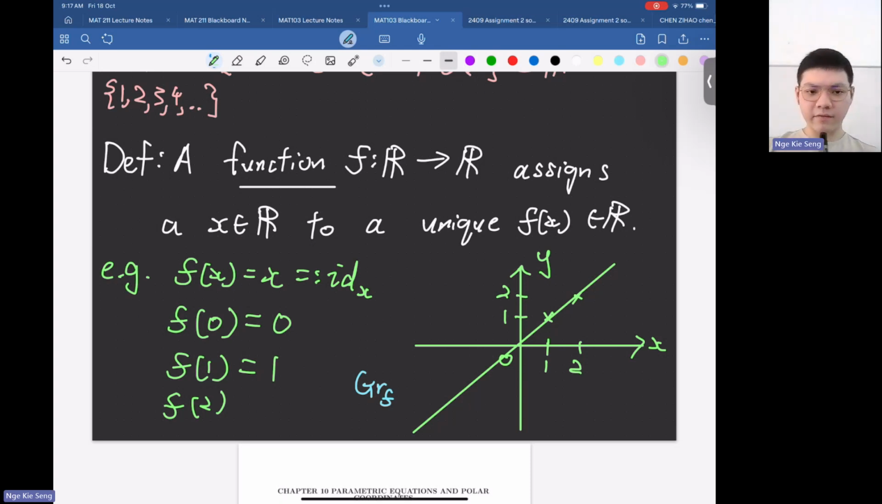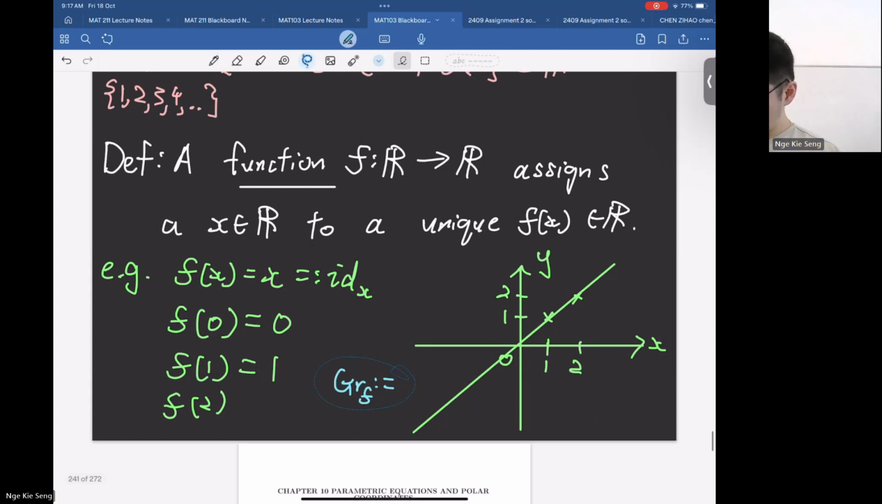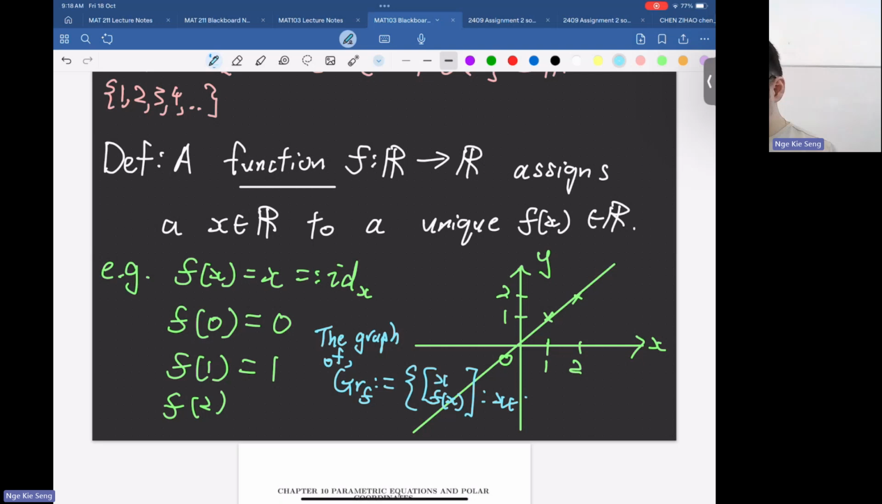So how do we define the graph of f? The graph of f is the set of all pairs (x, f(x)) such that x is in R. So you have a function, and you can sketch a graph of f.